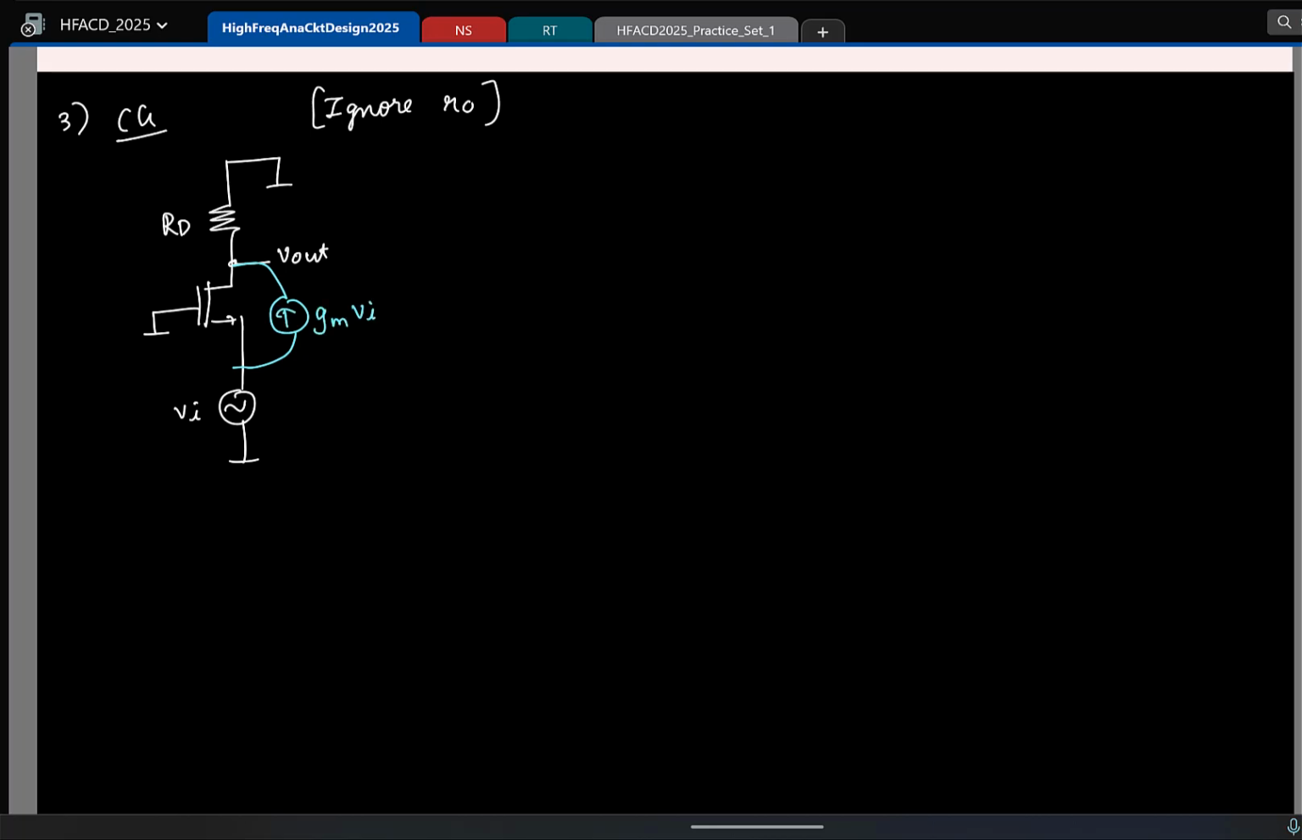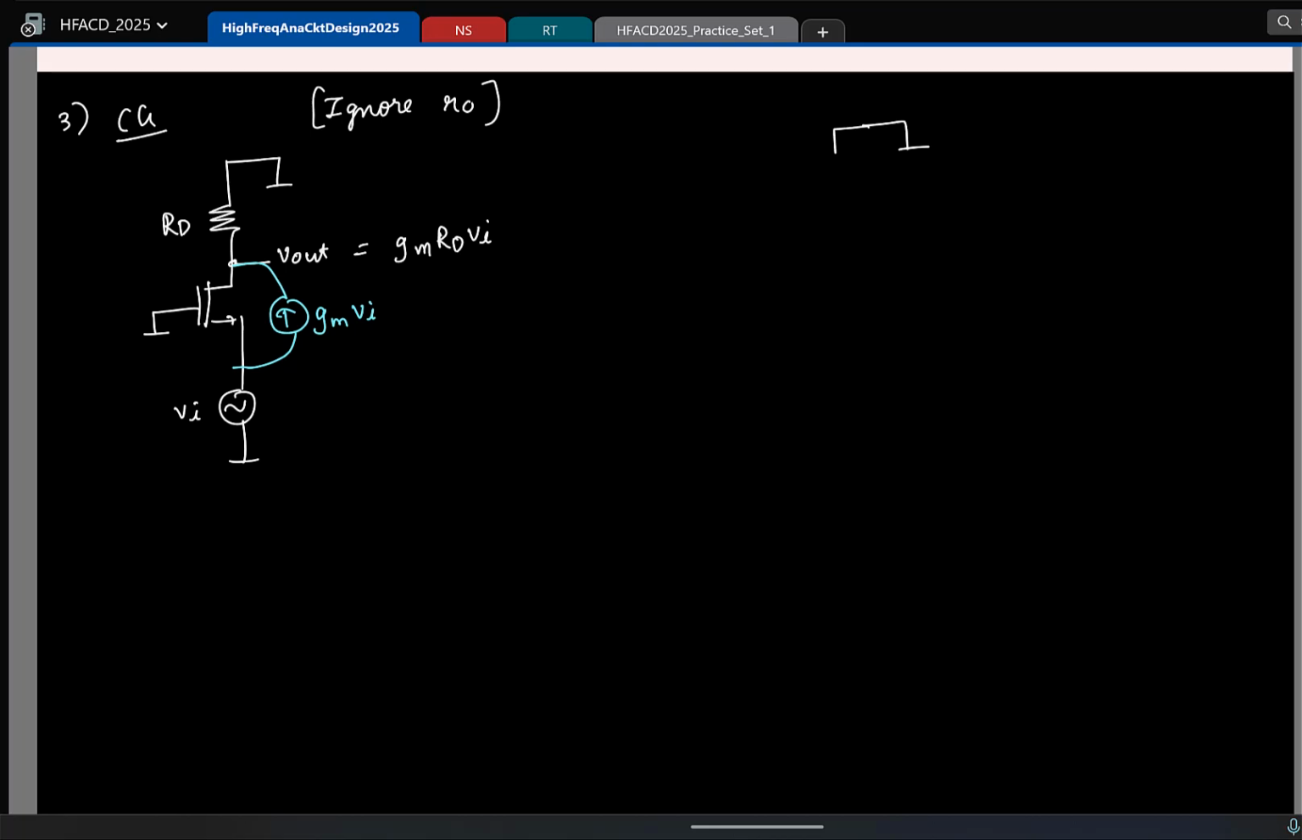So what is the current flowing here? gm times Vi. It is flowing to a resistance RD. So what is Vout? gm RD times Vi. Again, you can also find it using short circuit gm and Rout. You will get the same. But an important use of this circuit is here.